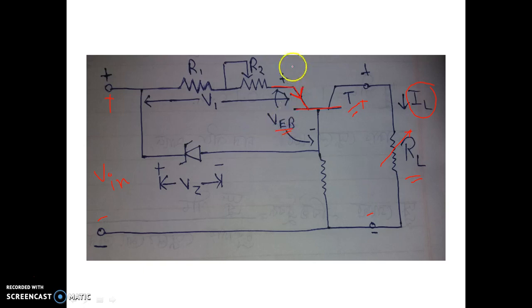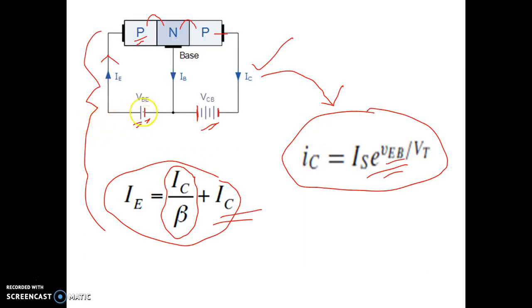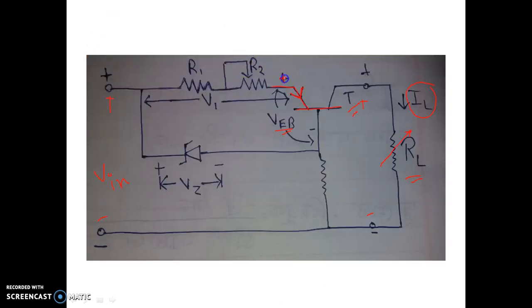Across the emitter base the voltage is VEB. The emitter is positively connected with the positive terminal of the battery, and the base is connected with the negative terminal of the battery. See here this biasing, which I have denoted by plus and minus. And this is another resistor, suppose we assume it as R3.